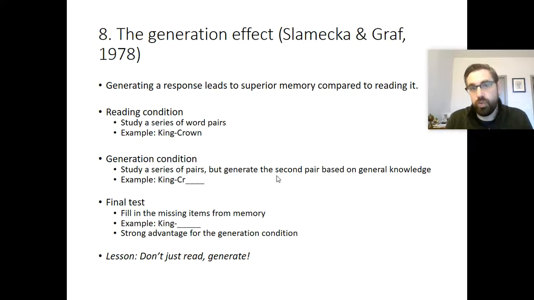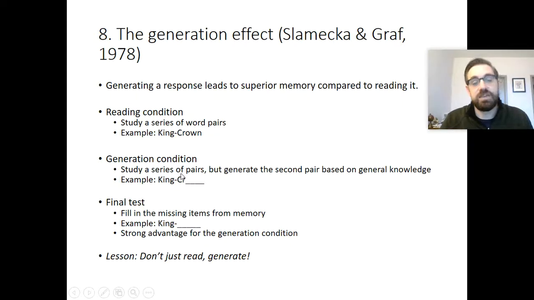Requiring me to generate that word crown, as opposed to just reading it, allows me to do better on the final test. So on the final test, you get the word king and you have to fill in the blank. Sometimes you get the word king and you might write, say, queen, or prince, or kingdom. But in this case, the correct answer is crown because that's the one you learned paired with it.